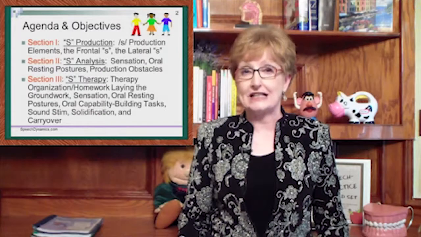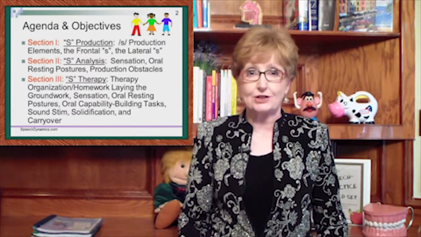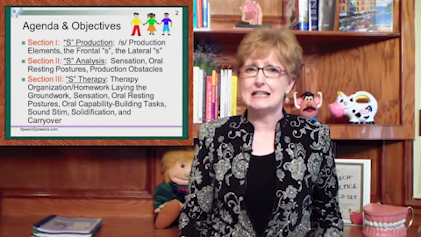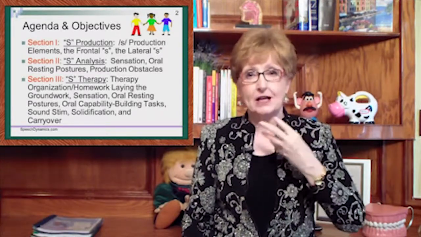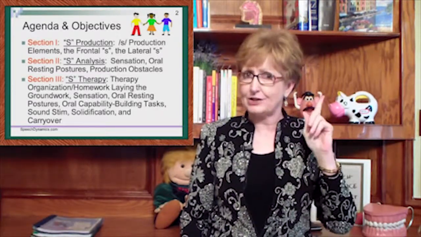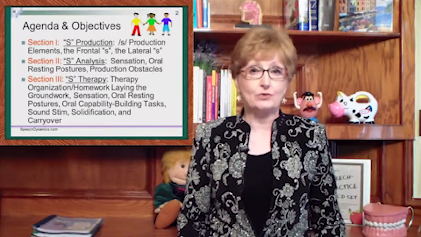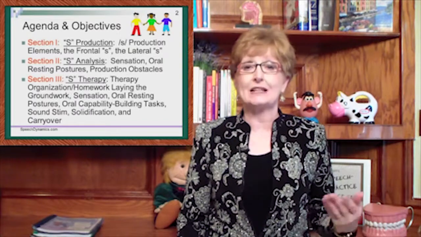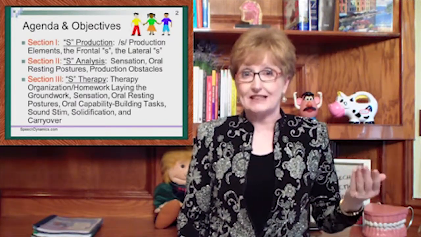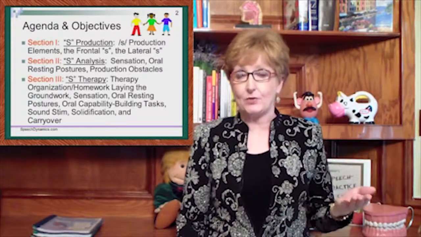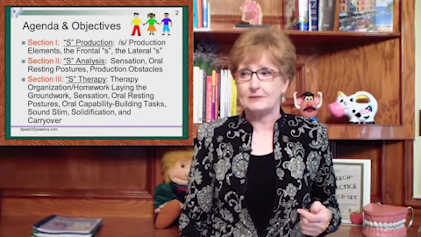We have 3 sections today. Section 1 encompasses our S production. We're going to really take an in-depth microscopic look at S from that physiological perspective. The auditory, yes, but especially the physiological perspective. And we're really going to take an in-depth look at what kids are doing when they produce a frontal S, and then also when they produce a lateral S, and we're going to compare them with the good S and what we need to do in our therapy.